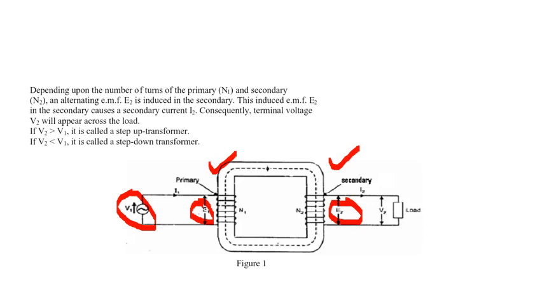Now, if you get more voltage than the primary, it is called a step-up transformer. If you get less voltage than the primary, this is called step-down. So we have two types of transformer, step-up and step-down. Sometimes we want to decrease the voltage, then we use step-down. If we want to increase the voltage, we use step-up.